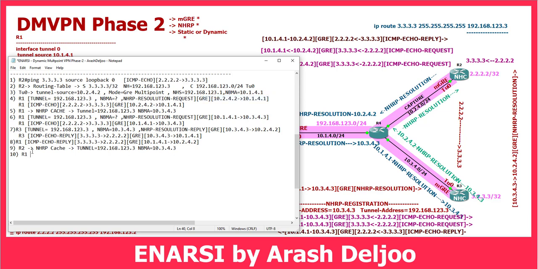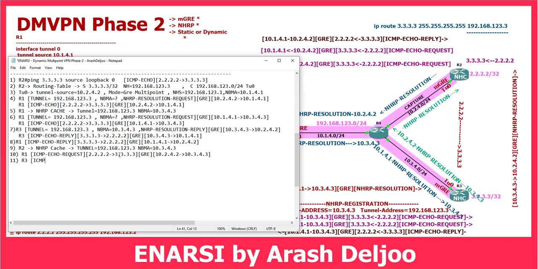directly. Look at here, this is the R1 ICMP echo request. This is ICMP echo request. The next ICMP request from quad 2 to quad 3. Again, this is GRE, and then here we have 10.2.4.2. Destination is 10.3.4.3. Okay, and also router 3 can answer this packet.